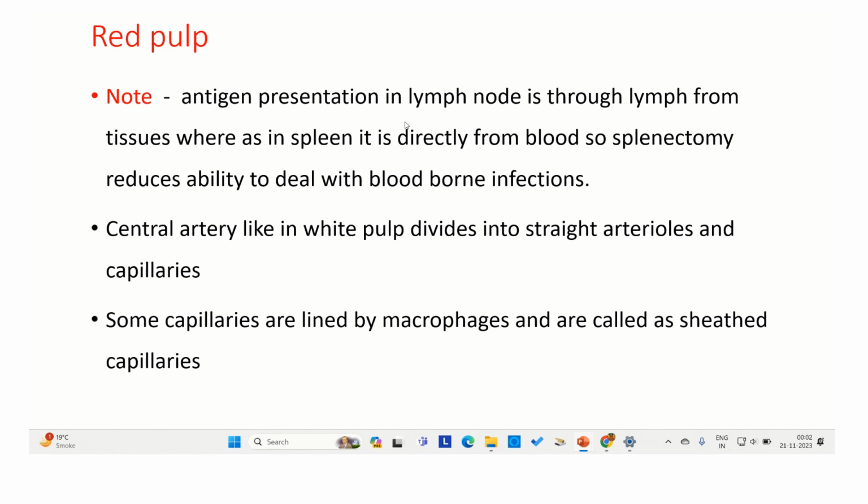Antigen presentation in lymph nodes is through lymph from tissues. See the point? Lymph nodes are actually receiving only the lymph from tissues, whereas in the spleen, the antigen presentation is directly from blood. So if a patient undergoes splenectomy for any reason, it reduces the ability of that individual to deal with bloodborne infections. The central artery in white pulp divides into straight arterioles and capillaries. Some capillaries are lined by macrophages and are called sheathed capillaries.